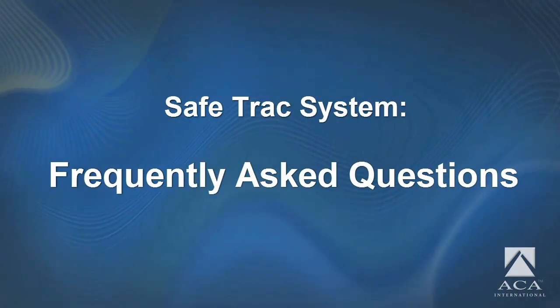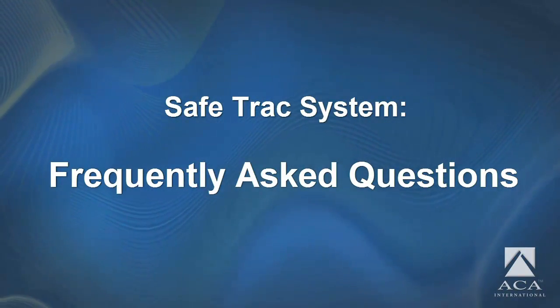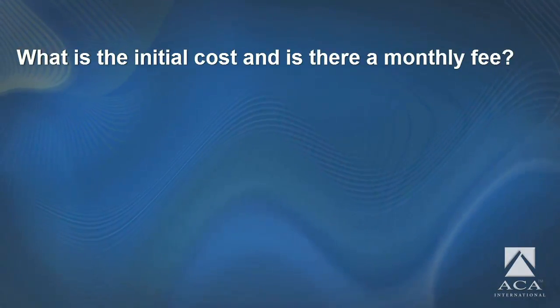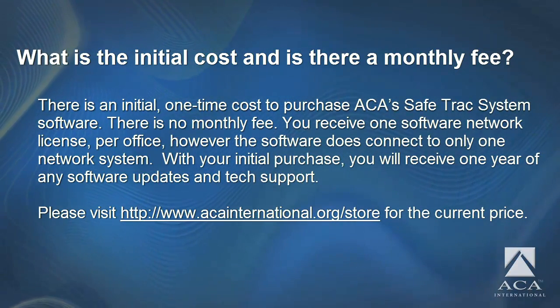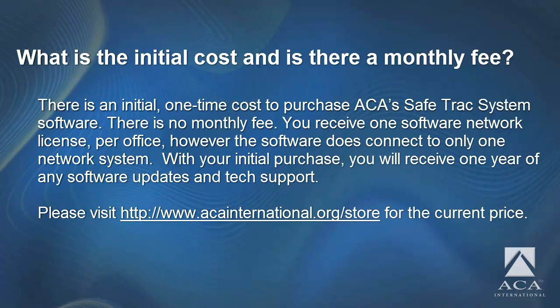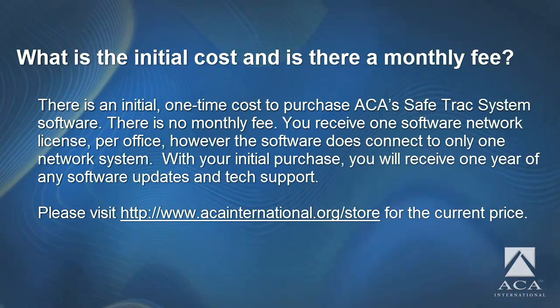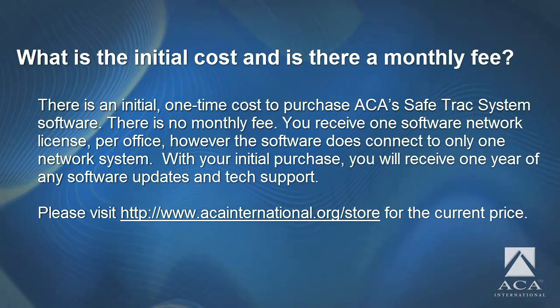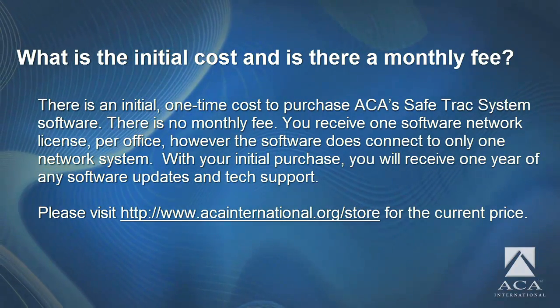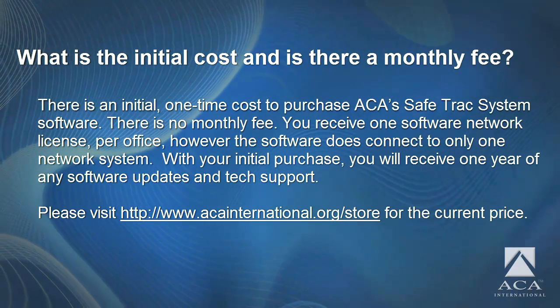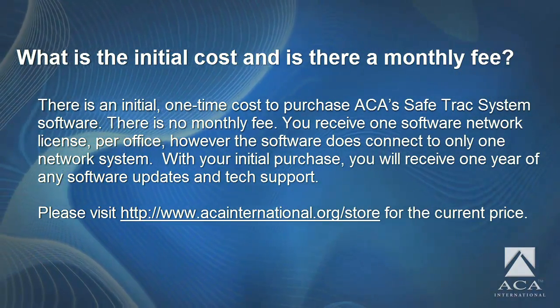Let's address some frequently asked questions about the SafeTrac system. What is the initial cost, and is there a monthly fee? There is an initial one-time cost to purchase ACA's SafeTrac system. There is no monthly fee. You receive one software network license per office, however the software does connect to only one network system. With your initial purchase, you will receive 1 year of any software updates and tech support.